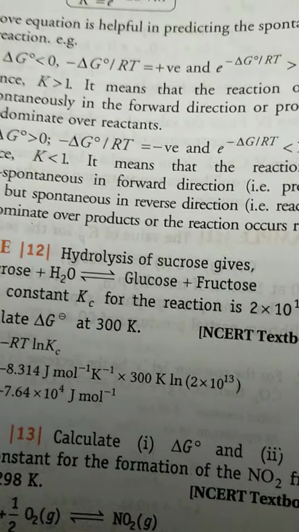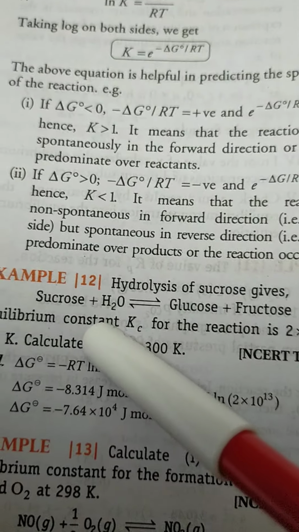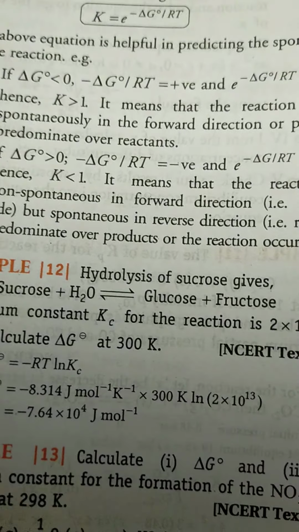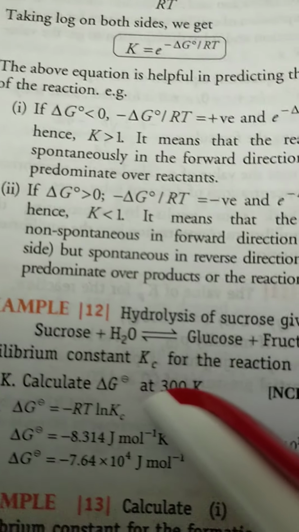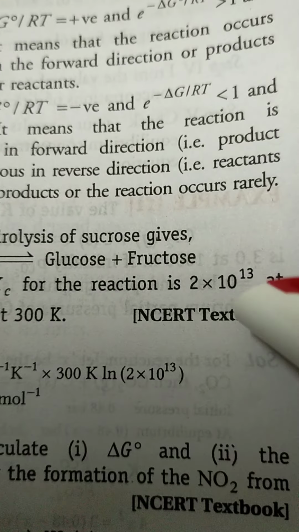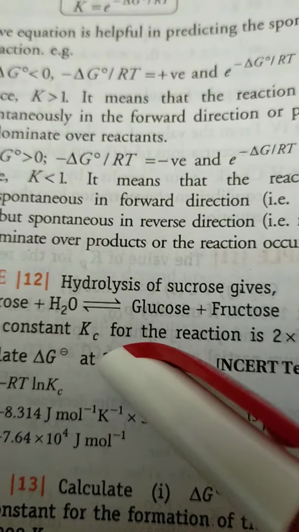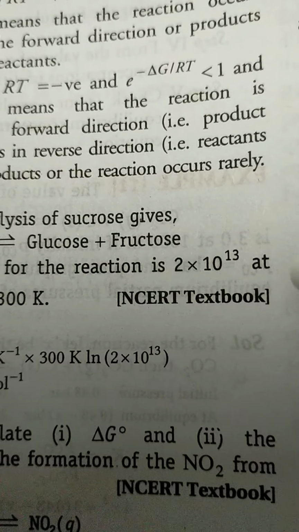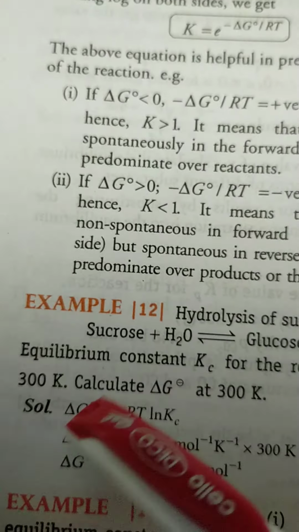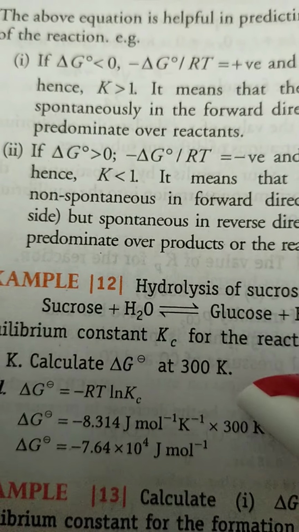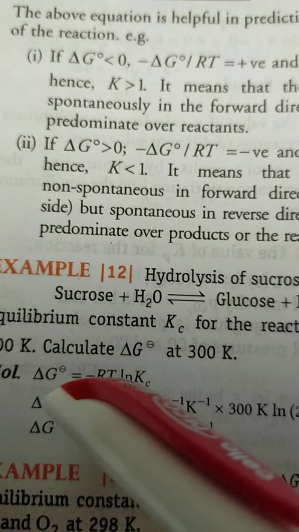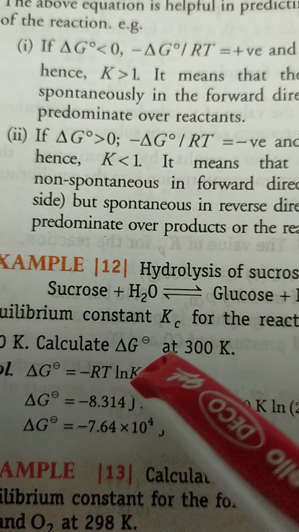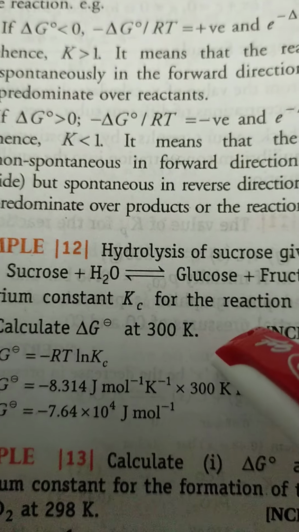Here an example is given. Hydrolysis of sucrose: sucrose plus H2O gives glucose plus fructose. The equilibrium constant Kc for the reaction is given as 2 into 10 to the power 13 at 300 Kelvin. What you have to do is calculate delta G naught at 300 Kelvin. What is the formula? Delta G naught is equal to minus RT ln Kc.